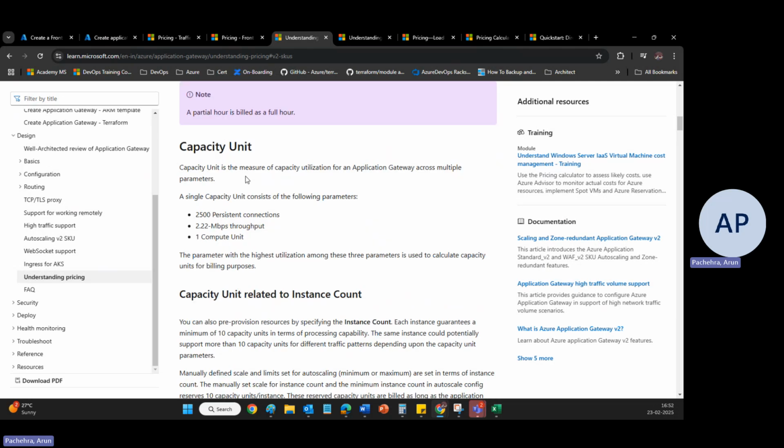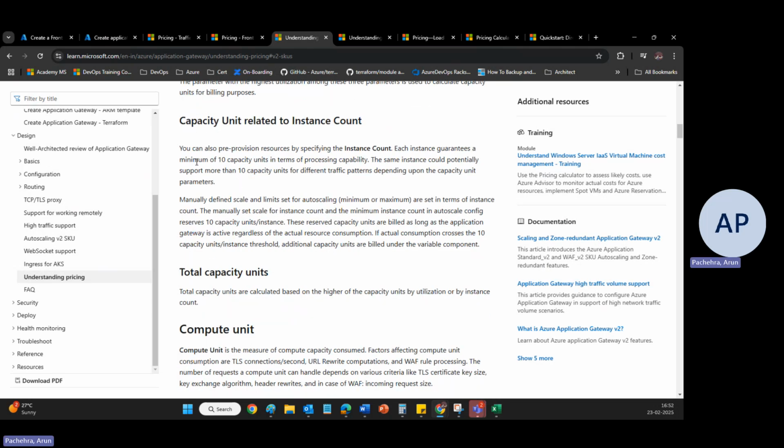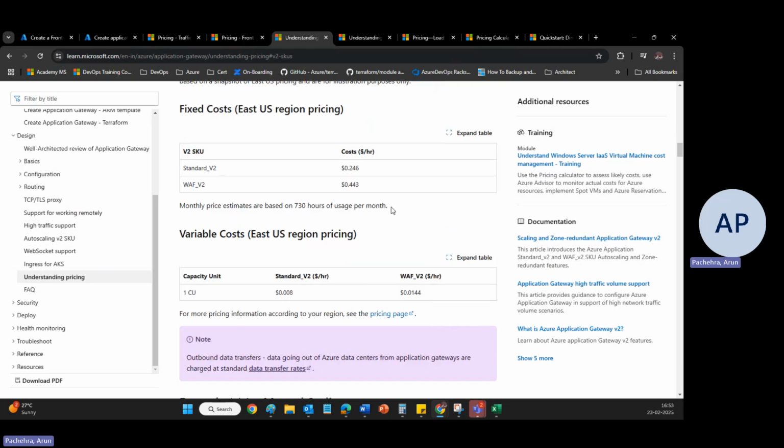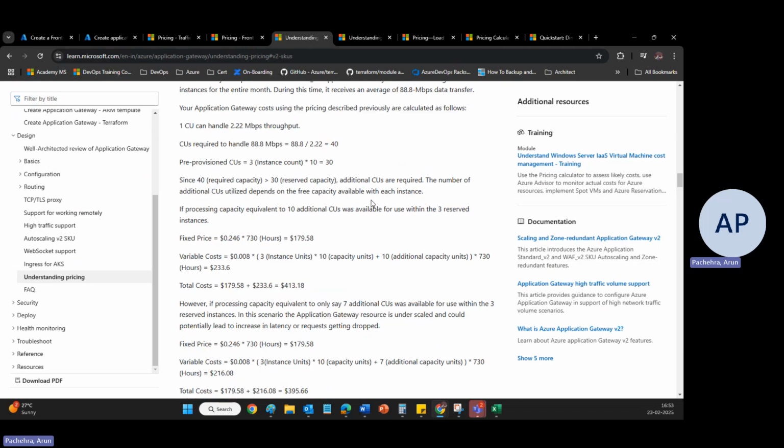Now, capacity unit is the measure of capacity utilization of app gateway across multiple parameters. What are these parameters? 2500 persistent connections. A single capacity unit has these capabilities: 2.22 Mbps throughput and 1 compute unit. We can also pre-provision resources by specifying the instance count. Each instance guarantees a minimum of 10 capacity units. That's how you can calculate it. And there is also data. Here is the proper calculation, okay?